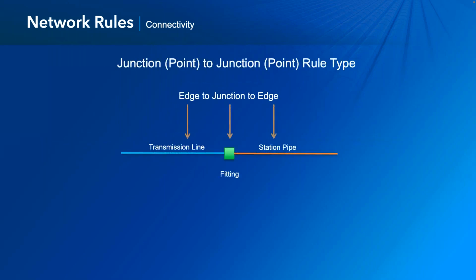This is a junction edge rule. So what types of fittings or what types of objects can be between two types of pipelines? In this case, if I'm transitioning from a transmission line to a station line, you have some type of fitting in the middle.